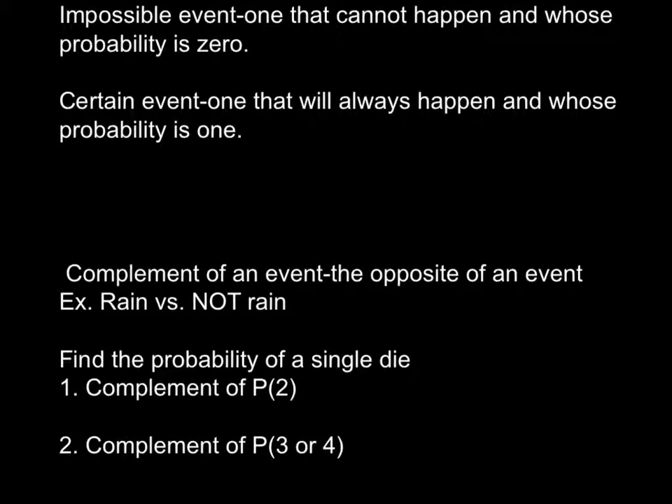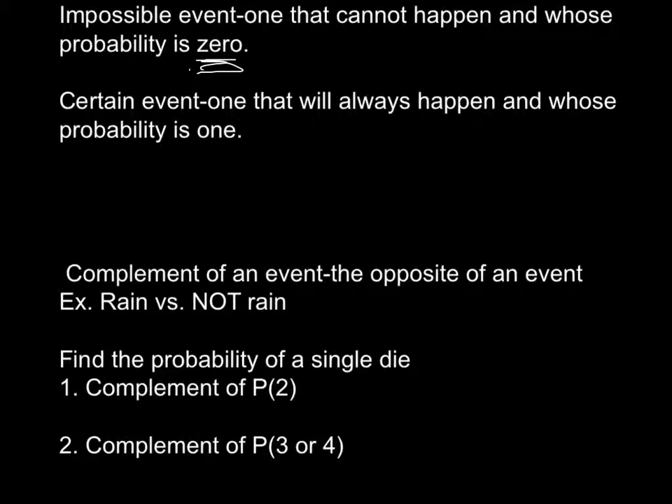All right, and this is our last slide already. Can't believe it. So then there's going to be things that are called impossible events. An impossible event is one that cannot happen and whose probability is 0. So let's say, what's the probability of rolling a die and you get a number 7? That would be a 0 possibility, because you can't roll 1 die and get a 7. It only goes 1 through 6.